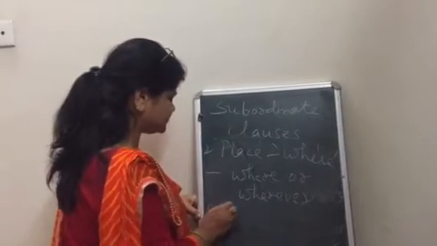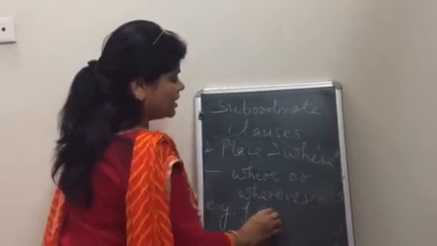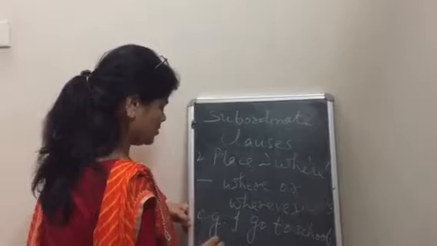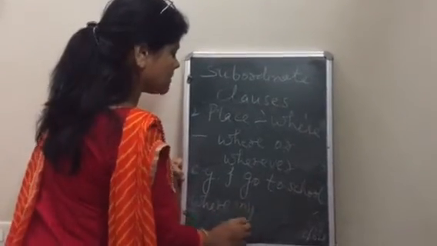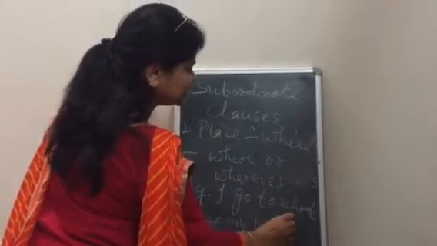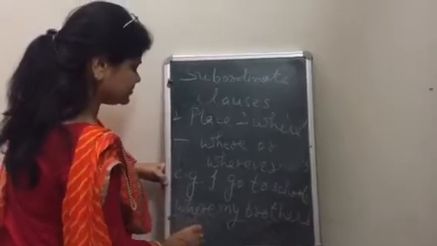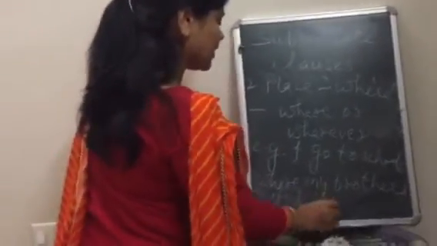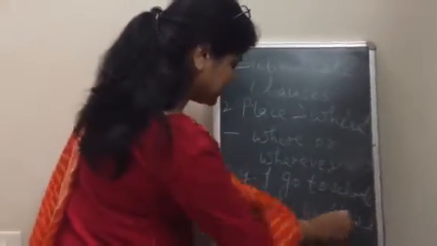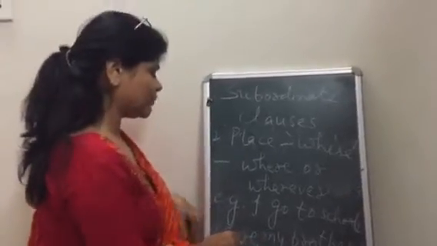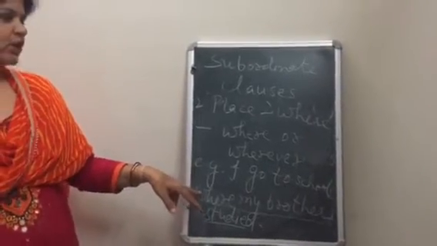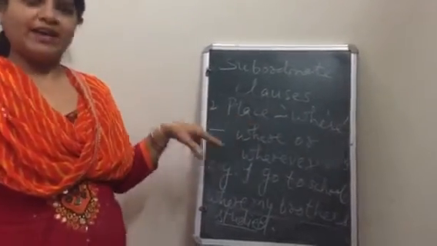For example, I go to school where my brothers studied. Now I go to school where my brothers studied. This is adverbial clause of place. And see the connector here, connector where is used here. So the connectors used are where or wherever.